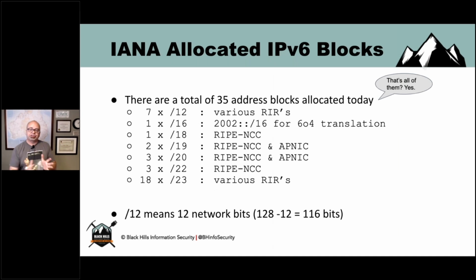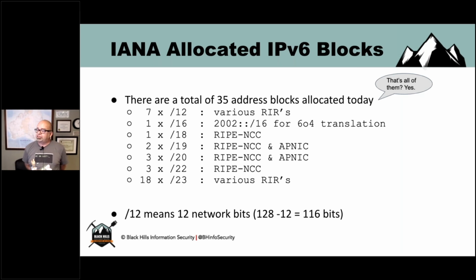What about allocation of IPv6 addressing? Well, we have, this is it, a total of 35 address blocks allocated today. 7 of them are /12s. 128 minus 12 gives us 116 or so. Allocated to various RIRs, right? Regional Internet Registries. We've got a /16 that's allocated for 6-to-4 translation.